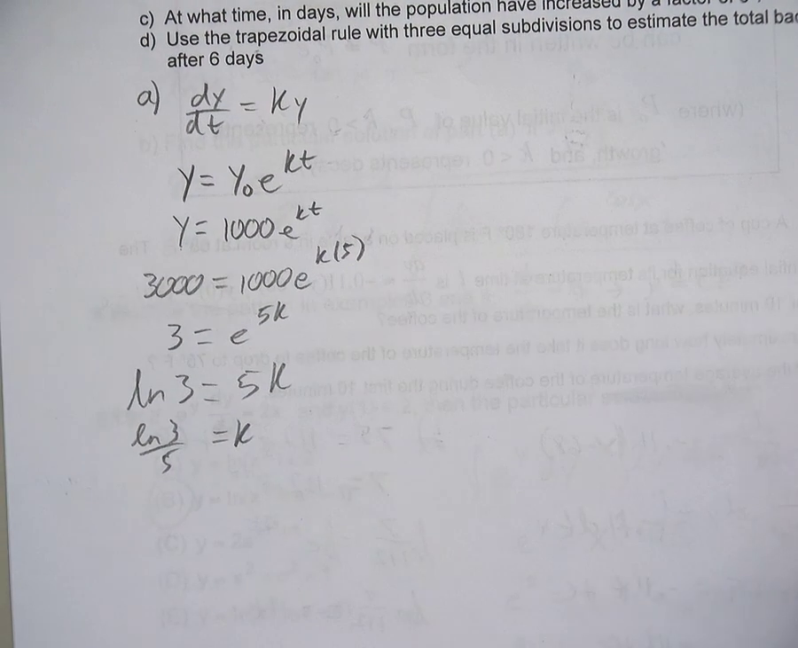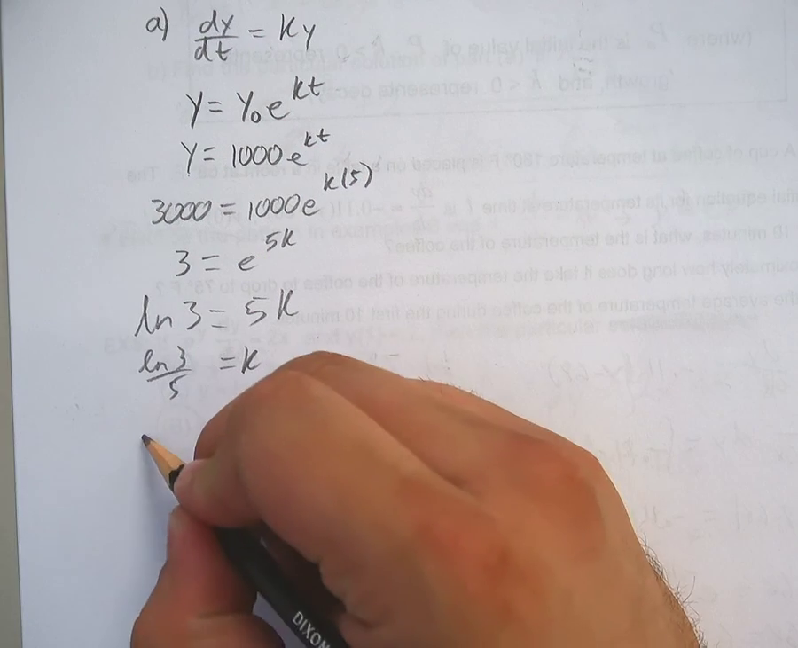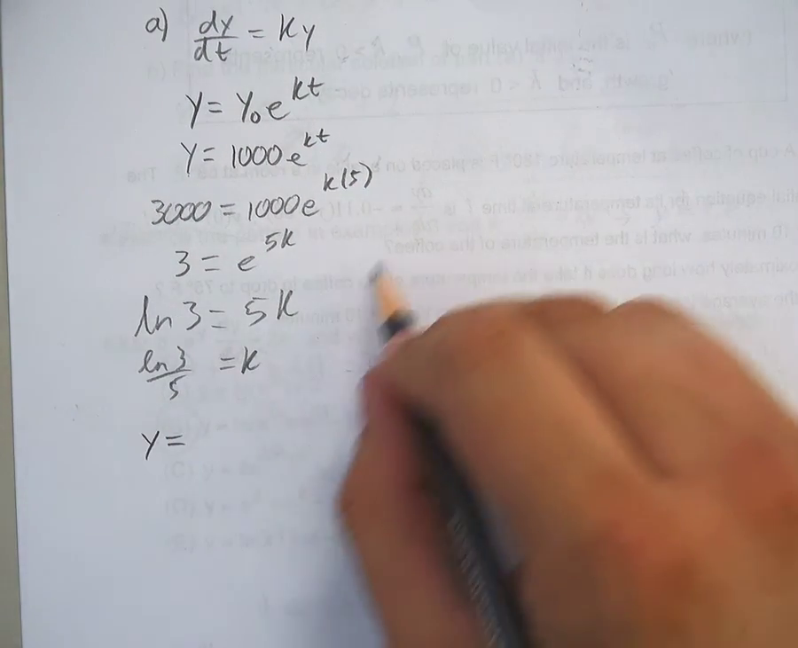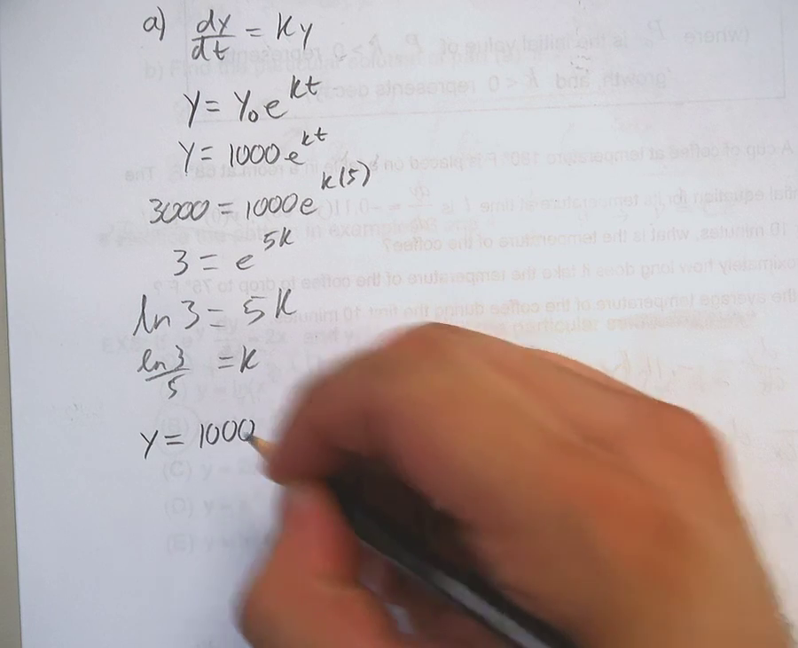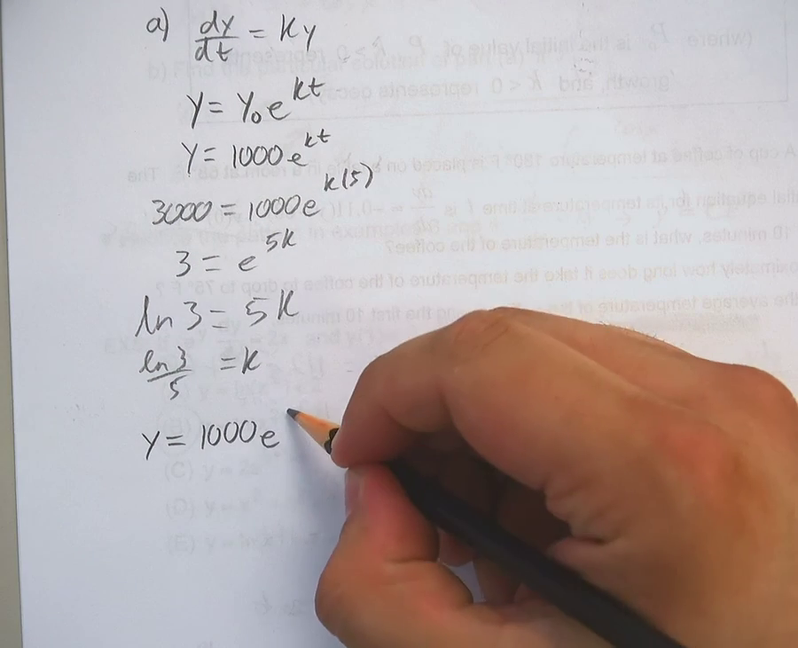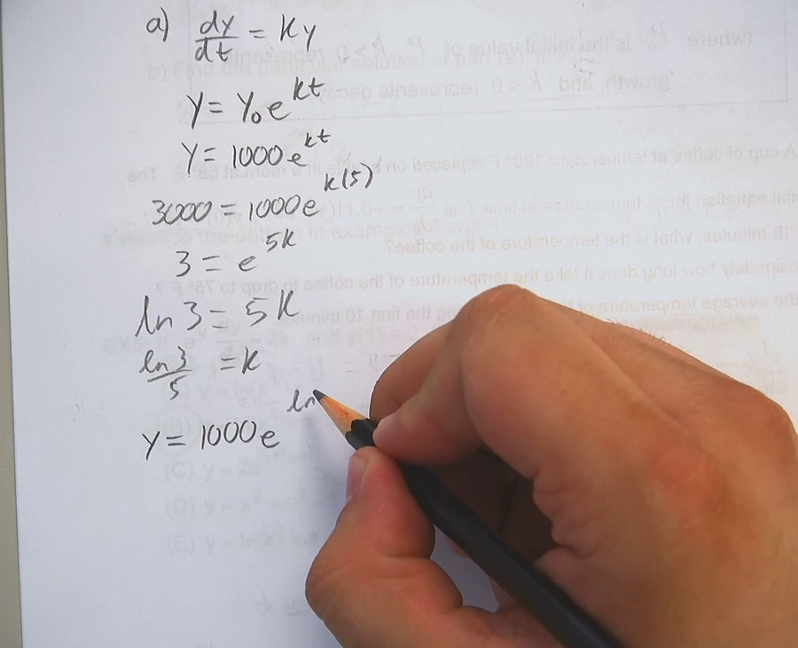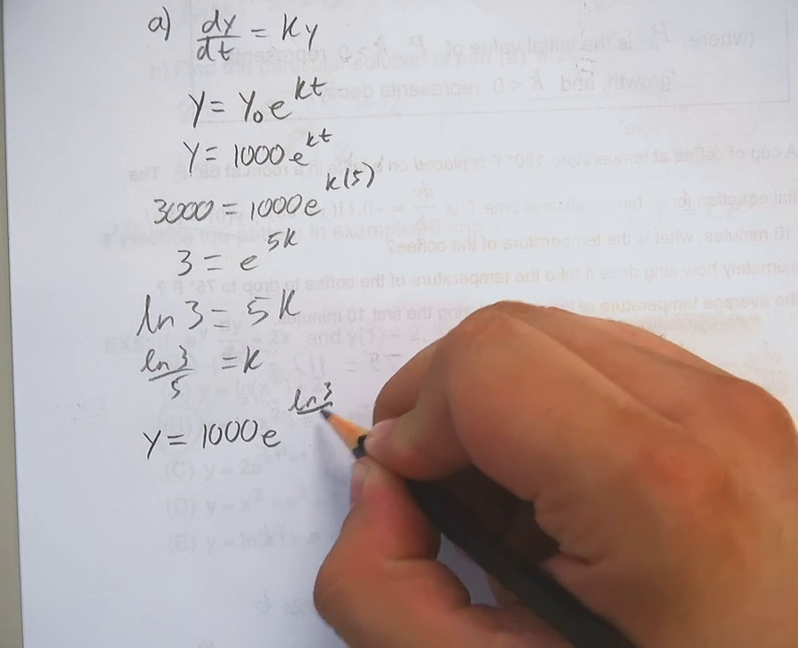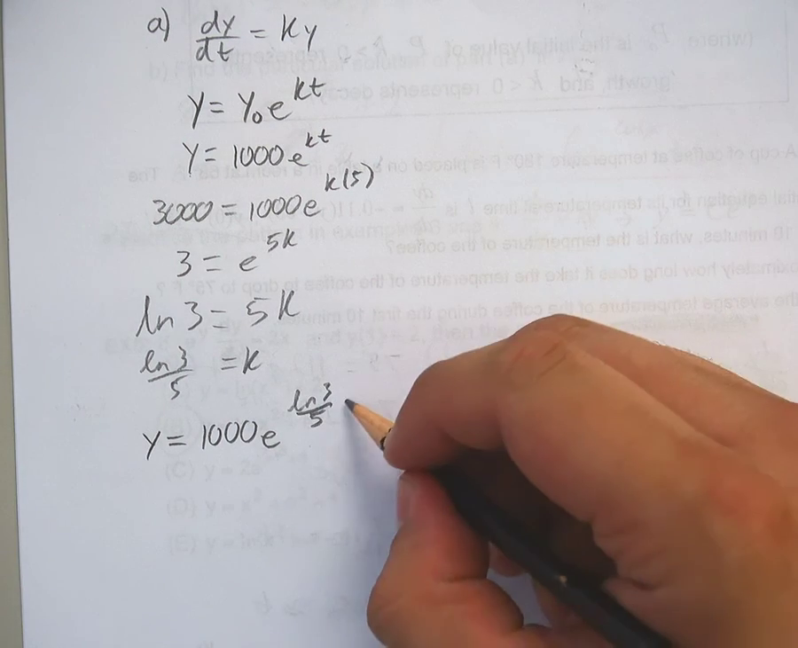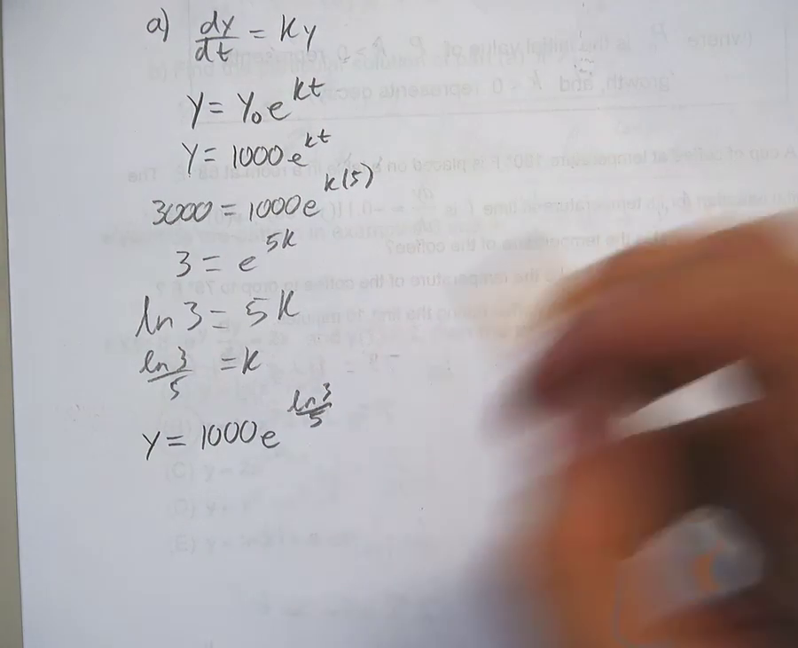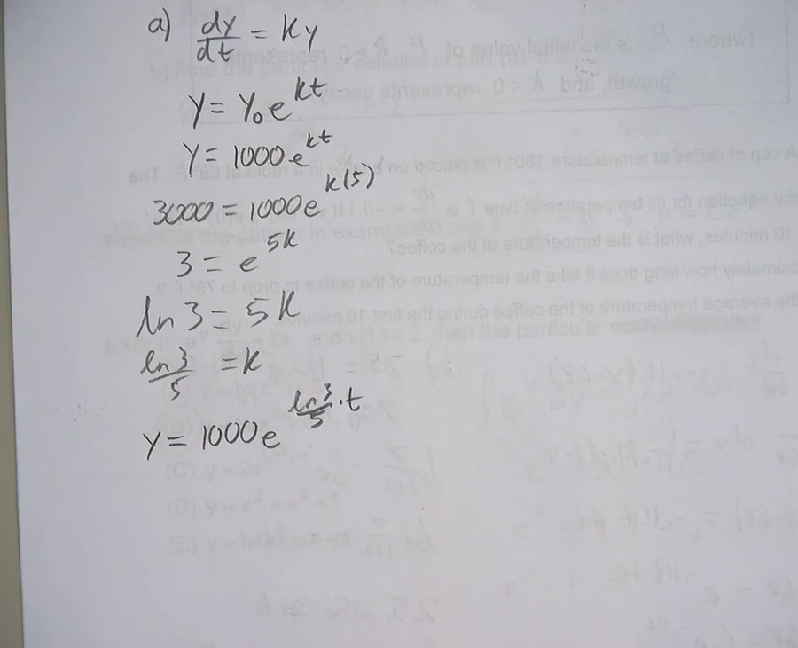So my value then, y equals, go back to here, 1000 e to the, my value of k is the natural log of 3 over 5, times t. And t can go anywhere in here really, it doesn't matter. And using the properties of exponents, the properties of exponentials, properties of logs, you can actually simplify this down even more. But we'll get to that in a minute.